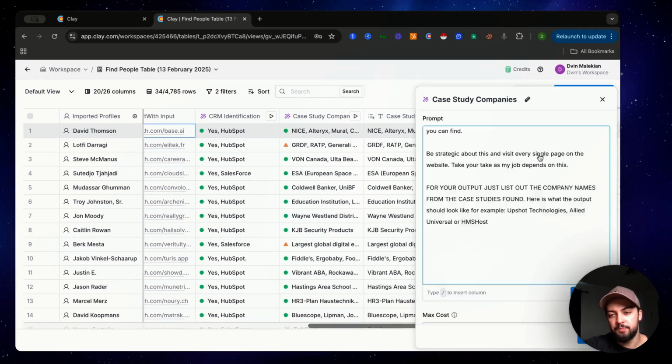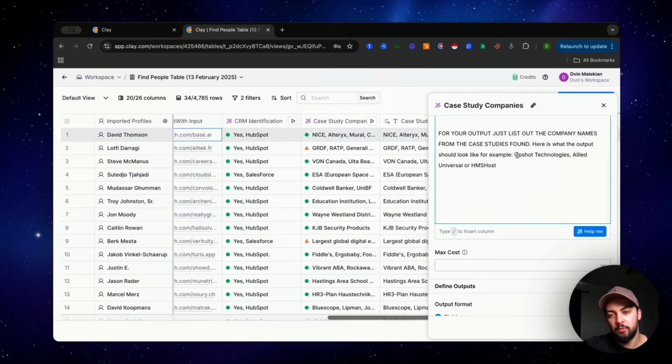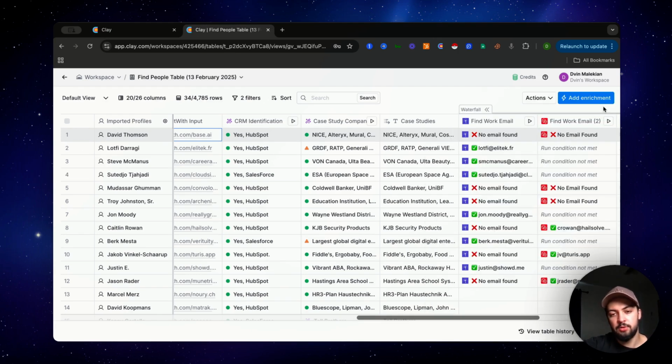And essentially, give me those results in a comma-separated format. And I gave an example of what I want it to look like, just because we're going to be using all the results from here directly in our email. So this is really important.